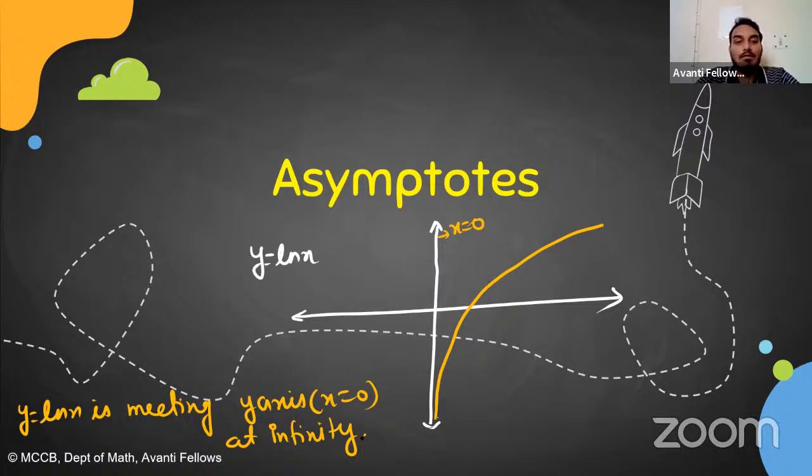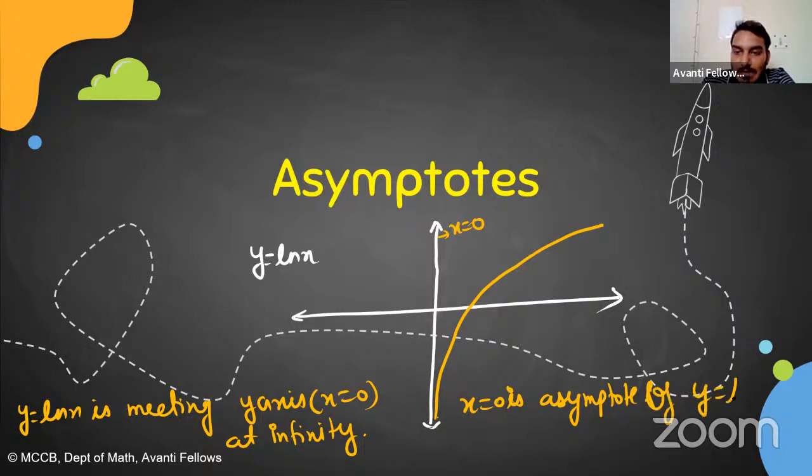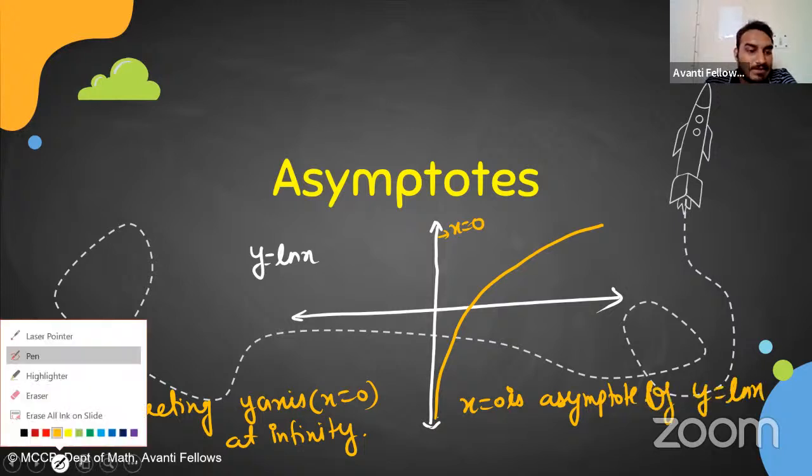So whenever a curve is touching or meeting a line at infinity, we say that that particular line is an asymptote. So now what will you say? That x is equal to 0 is an asymptote of y is equal to ln x. Is this clear?